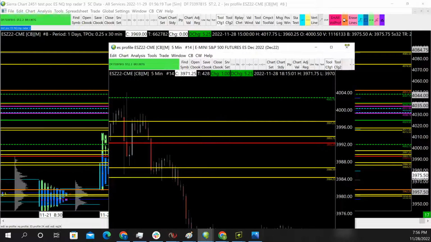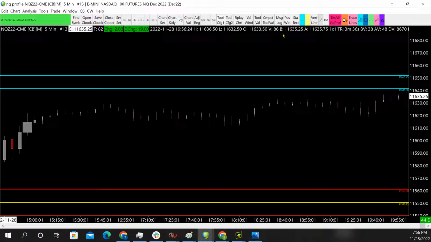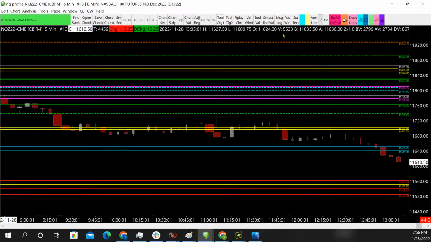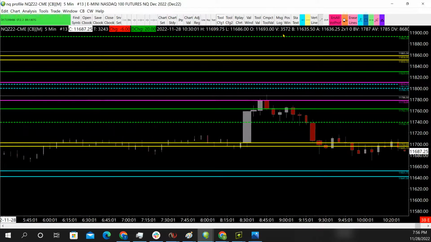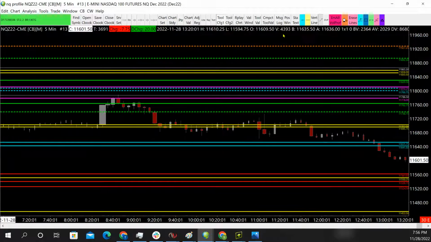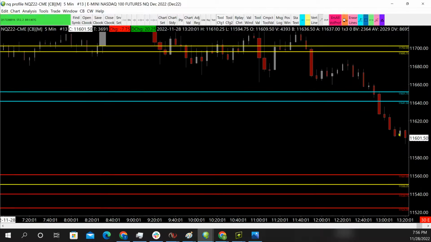So here's NQ. Let's go back. Here's today. NQ had a little bit different look. NQ was stronger than ES at the open. So again, key levels: the yellow lines, the blue lines are weak anomalies, and then the target down were these red areas. All of this down here was pretty key.